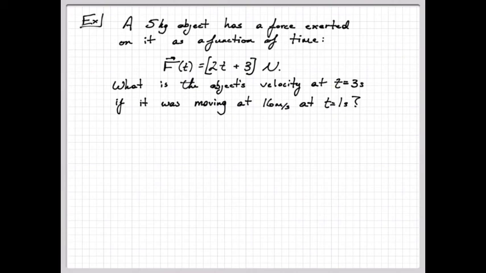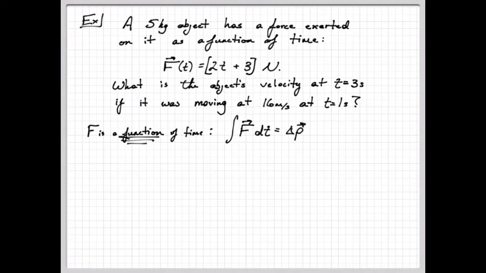Okay, so the first thing that you need to pull out of this question is that notice that the force is a function of time, and the word function is very important here because it's telling us that this is not a constant force, nor is it an average force, which means we have to use integral calculus and the impulse momentum theorem to solve the problem. So we write out by doing our integral from 1 second to 3 seconds of our force function 2t plus 3 over time. And the change in momentum is your mass times final velocity minus the mass times initial velocity.